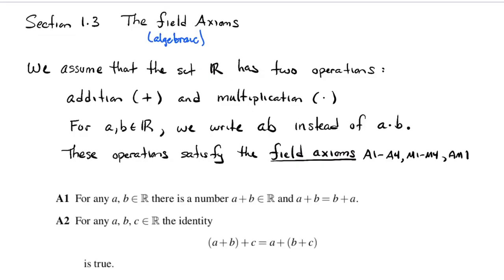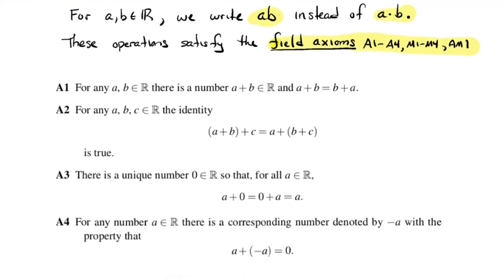Okay, so we're going to say that the real numbers come endowed with two operations. One of them is called addition, denoted with the usual plus, and one of them is called multiplication, which we typically just denote by writing the two numbers next to each other. So AB means A multiplied by B. And then these things satisfy these field axioms. There are 9 of them. The author has enumerated them, and let's look at the first 4, A1 through A4. The A is for addition.